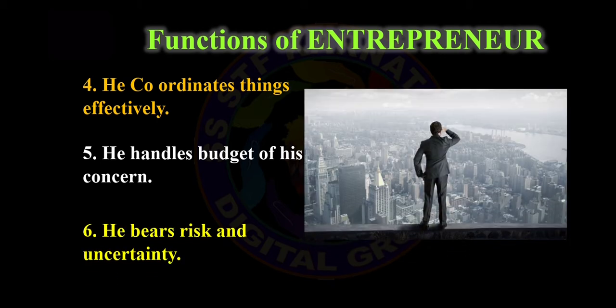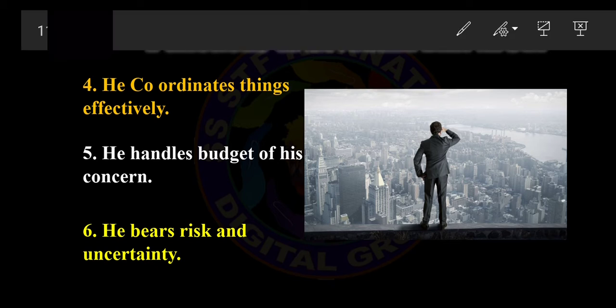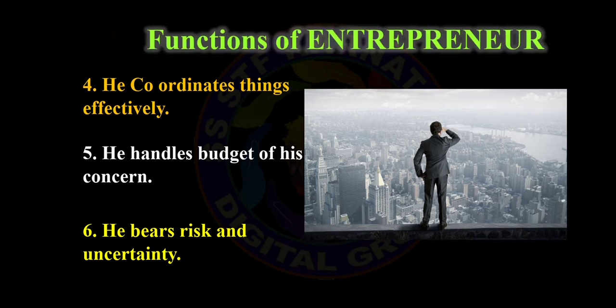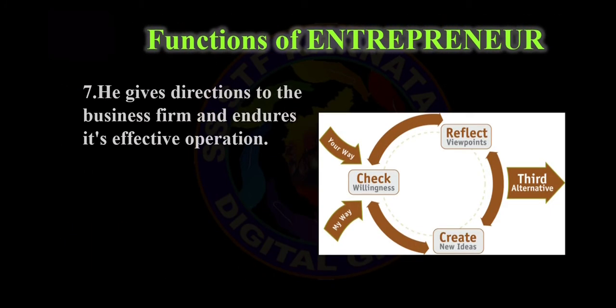Next, he bears risk and uncertainty. We know that to be a famous entrepreneur, they won't fear to take a risk. They are ready to take a risk, and they are ready to be effective in their life. Then the next function is he gives directions to the business firm and ensures its effective operations. He decides which direction will be best for his business firm, like a company.